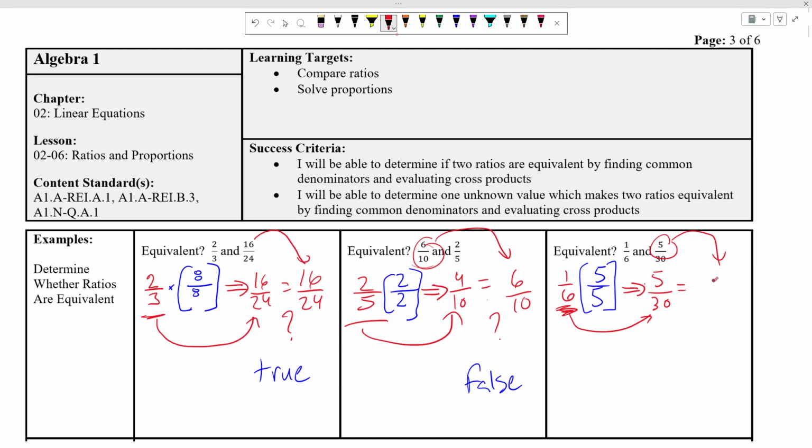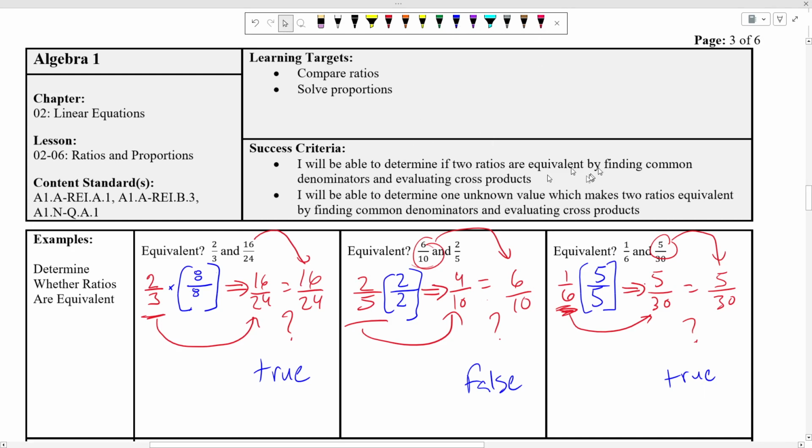Let's see here, 5 over 30. Are these equivalent? 5 over 30 equals 5 over 30. It does. They are the same. So thus we have true. It is true that they are equivalent. Yes. Not too bad, guys.